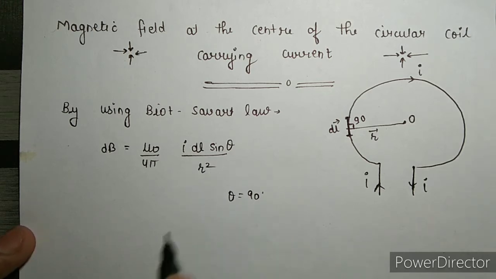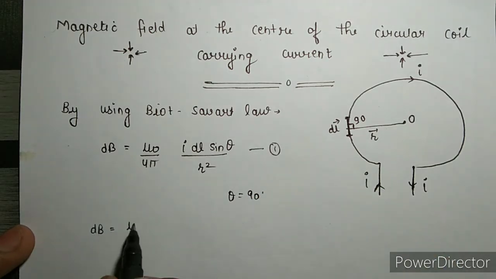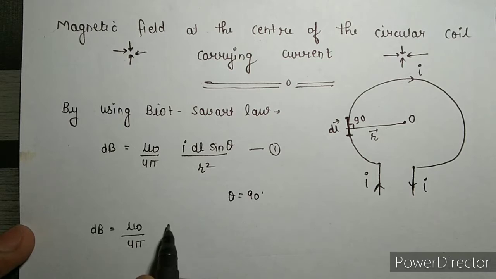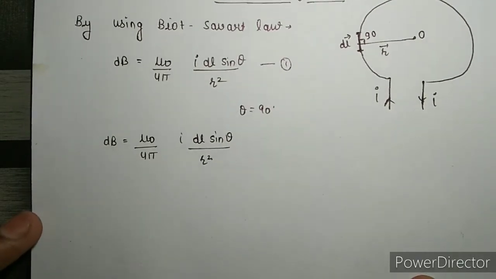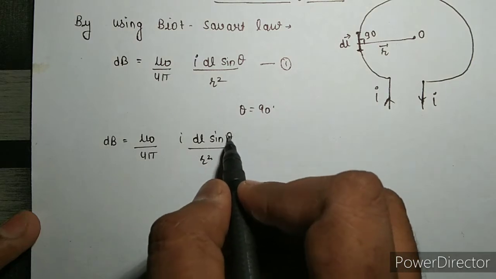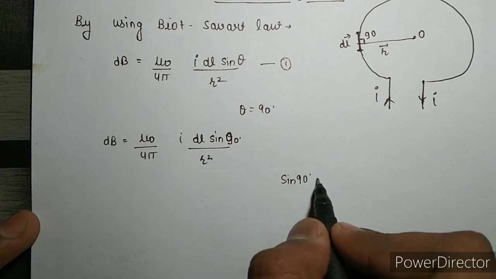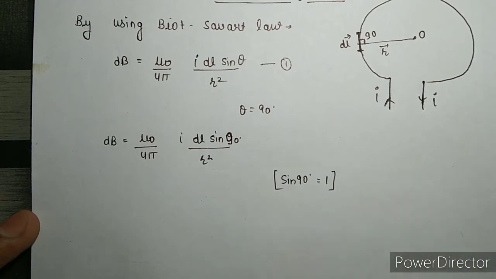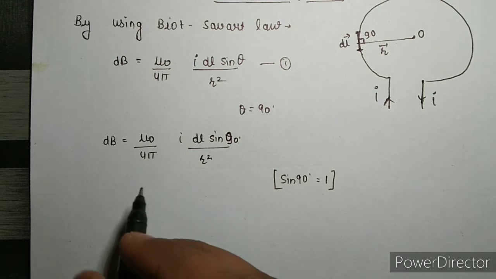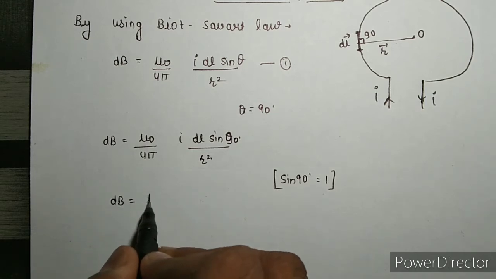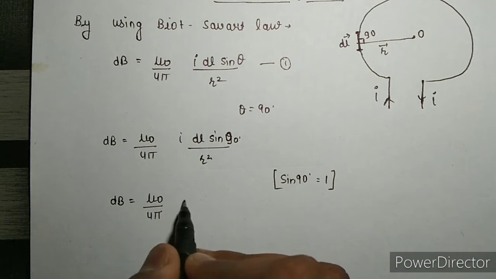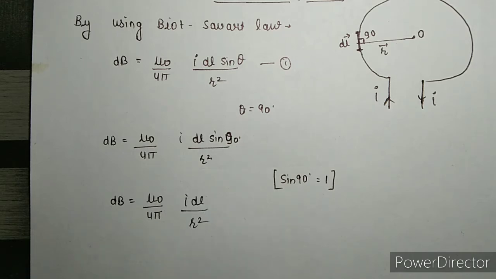Now put theta 90 degree in the equation first. We get dB is equal to mu naught upon 4 pi I dl sin theta upon r square. Now taking further sin 90 degree, and sin 90 is, we know, 1, so put sin 90 equal to 1 in the equation, then the equation will be mu naught upon 4 pi I dl upon r square.